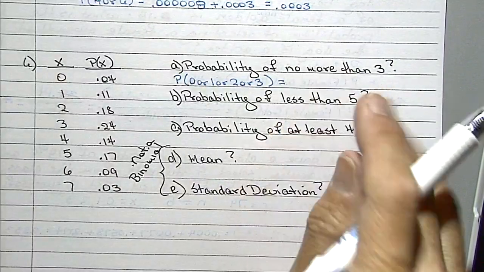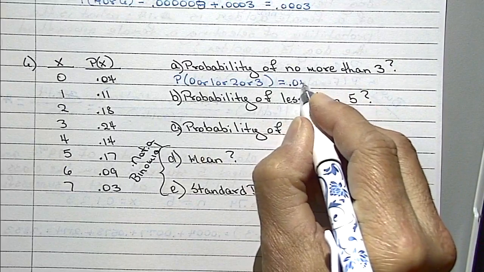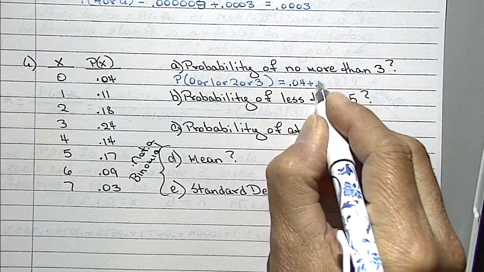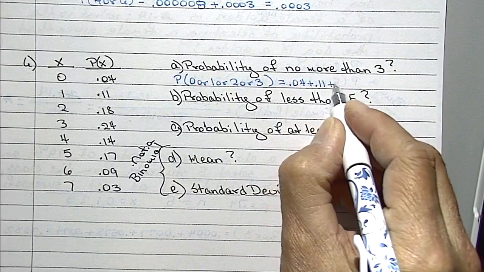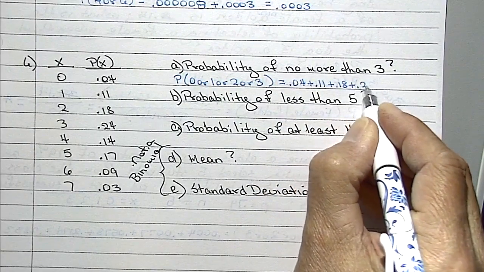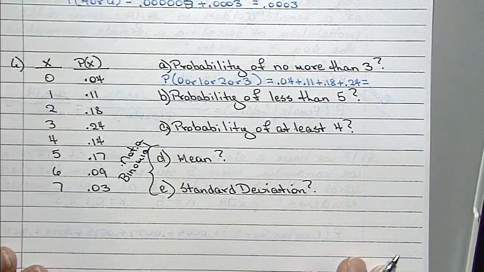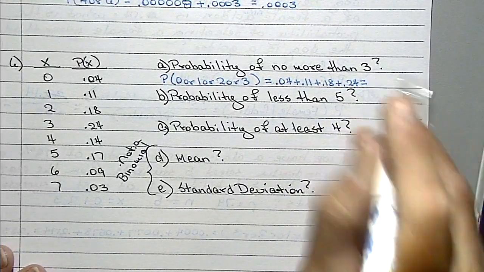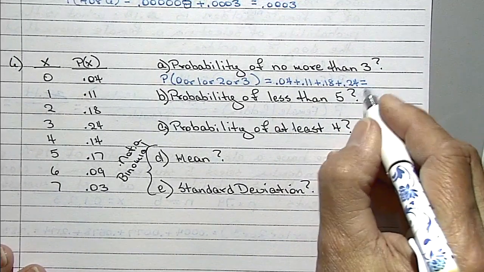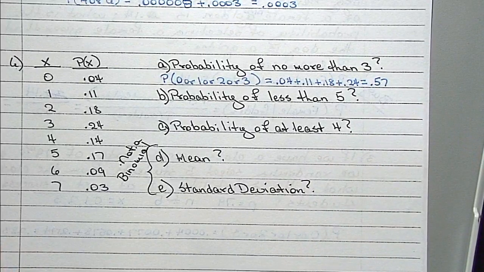So when I ask myself that question, I say, okay, there's 0.04 is 0, plus 0.11 is 1, plus 0.18 is 2, plus 0.24 is 3, right? And I add those together. And I get 0.57. Okay, that's the probability of no more than 3. It included 3 and everything below that, didn't it?